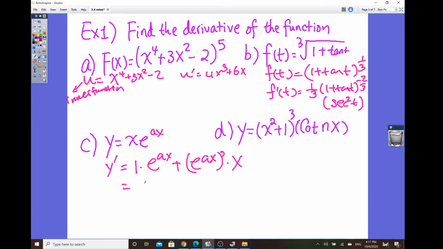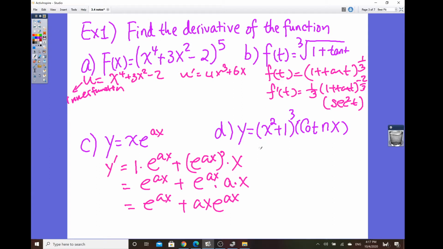So now let's find out the derivative of e to the power of ax. Well, this one is basically just what? E to the power of ax. But don't forget, inner function is what? A. So we need to multiply that by a. X, we just carry that over. So eventually this one is e to the power of ax plus ax e to the power of ax.